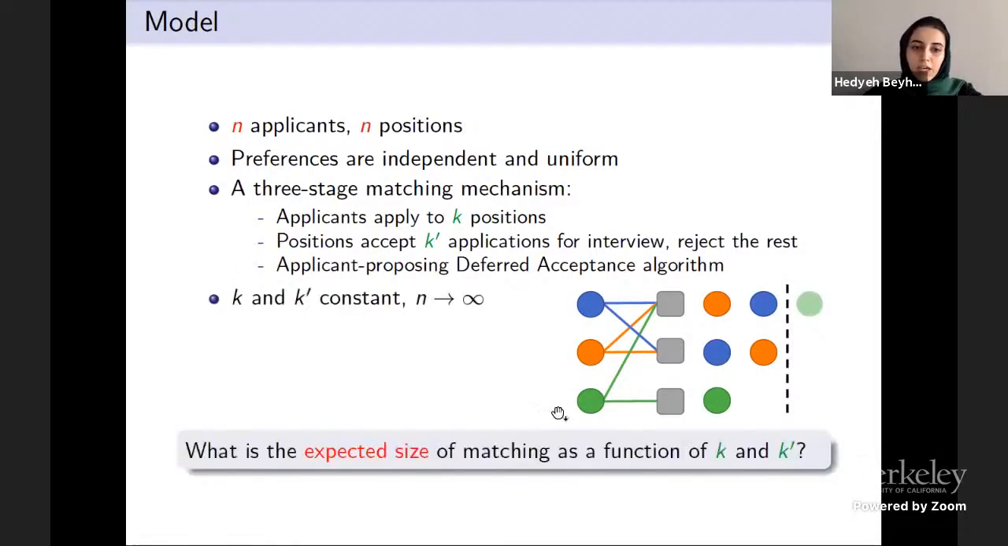And finally, we consider a large market setting, meaning that we study the market when k and k prime, the limits, are constant, while n approaches infinity. And the main problem we focus on from here on is to find the expected size of the matching, or fraction of matched participants, as a function of k and k prime, the limit on the number of applications and interviews.